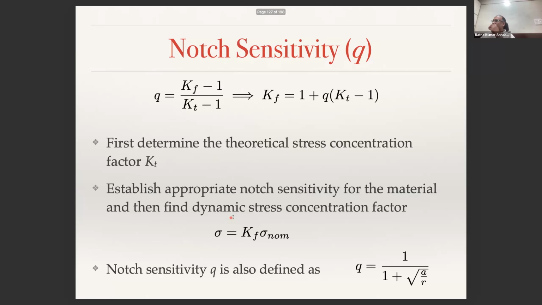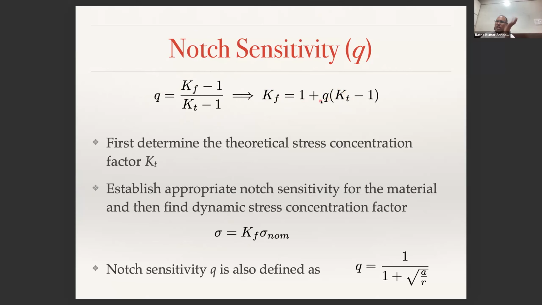So we need to understand what is the relation between the notch sensitivity, fatigue stress concentration factor and theoretical stress concentration factor. This is the relation between them. The notch fatigue stress concentration factor is given by Kf = 1 + Q(Kt - 1). If Q is equal to 1, then the fatigue stress concentration factor is equal to the theoretical stress concentration factor.